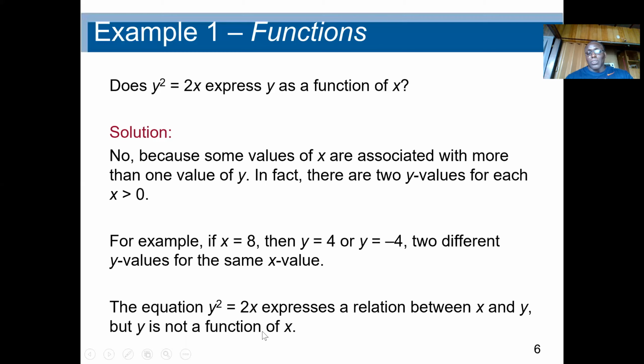So the equation y squared equals 2x expresses a relation between x and y, but y is not a function of x. There's a relation there, but it's not a function of x. Again, the reason is that one input can generate two outputs. Like x equal to 8, we get +4 or -4, which is two outputs.